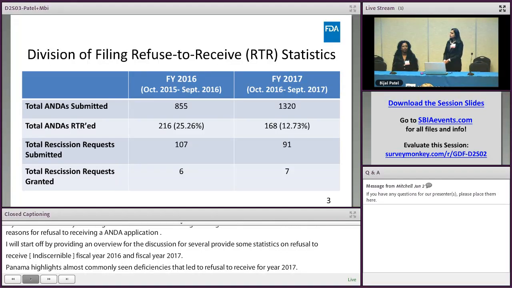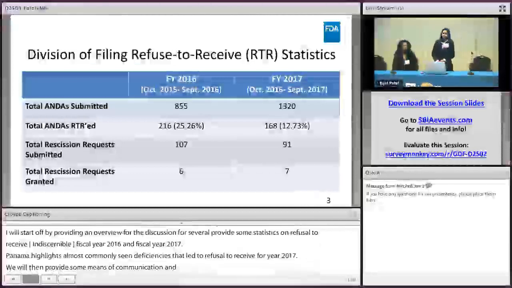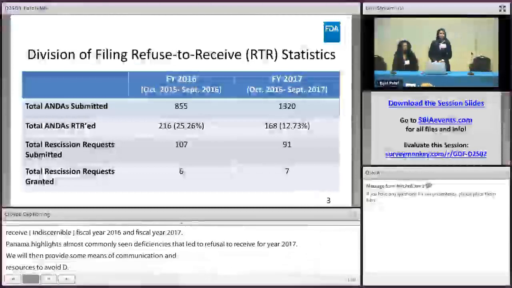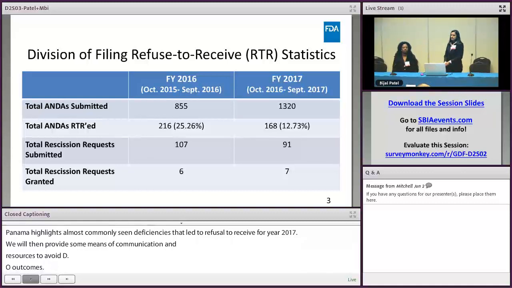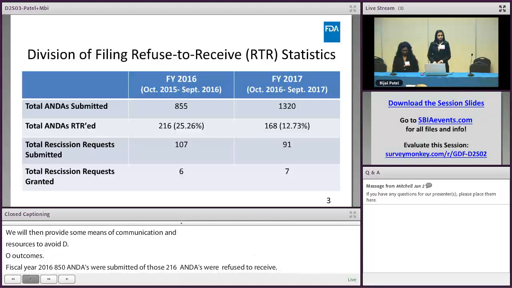So in fiscal year 2016, 850 ANDAs were submitted. Of those, 216 ANDAs were refused to receive. 107 applicants of the 216 submitted rescission requests, and 6 rescissions were granted.